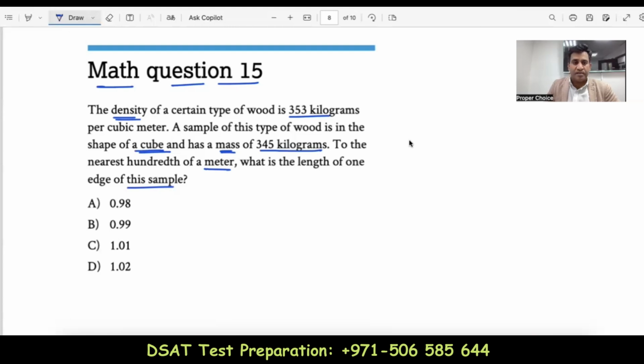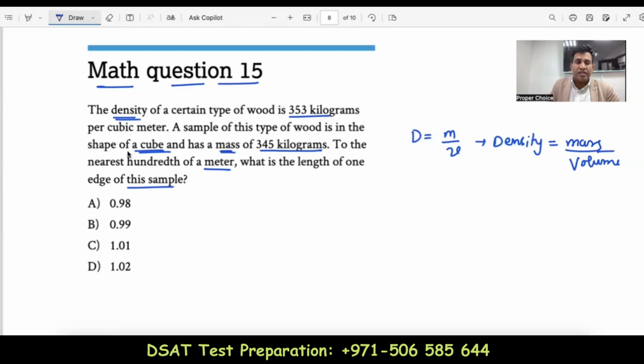I don't know why this question has been asked, but this is a question we generally study in physics, relating to pressure, or in chemistry as well. Density is equal to mass divided by volume. Please remember this formula, as it is given in the College Board sample test, which means they do expect students to know this. And how do we write volume?